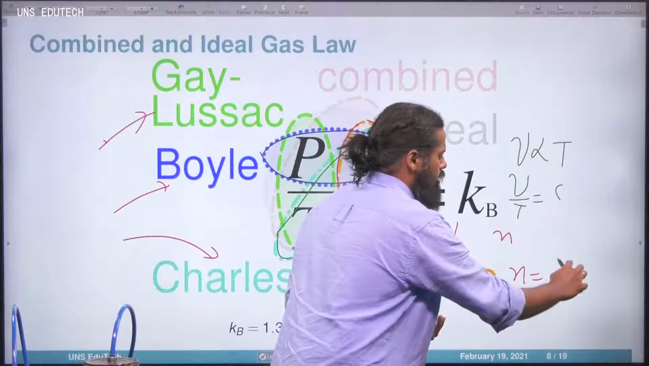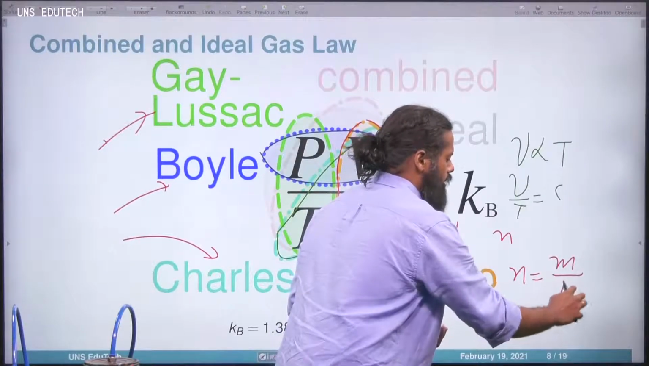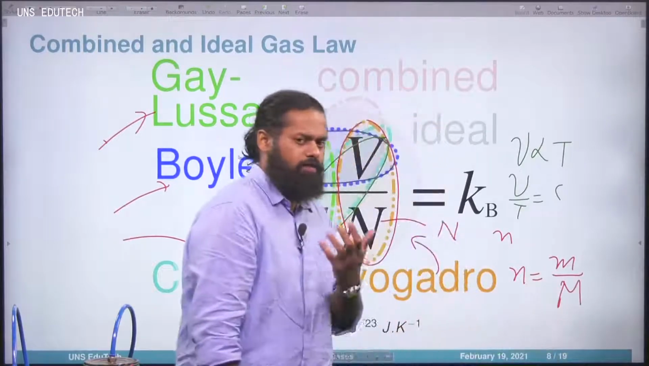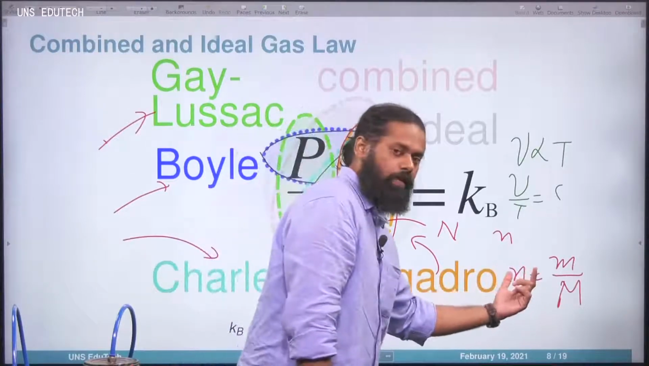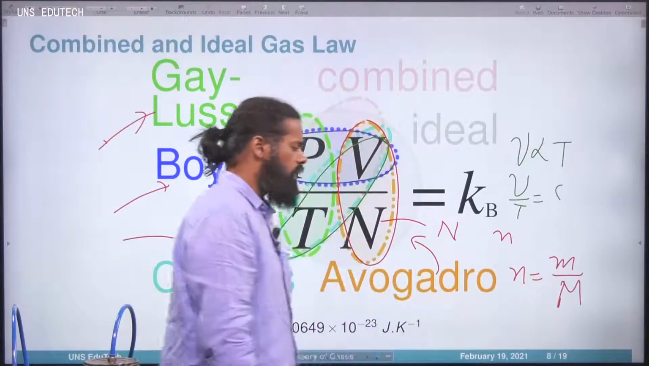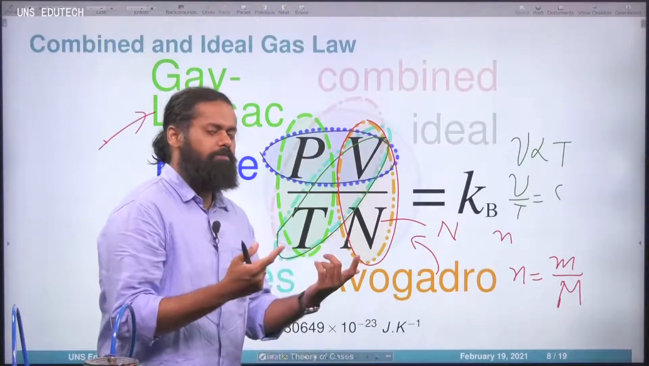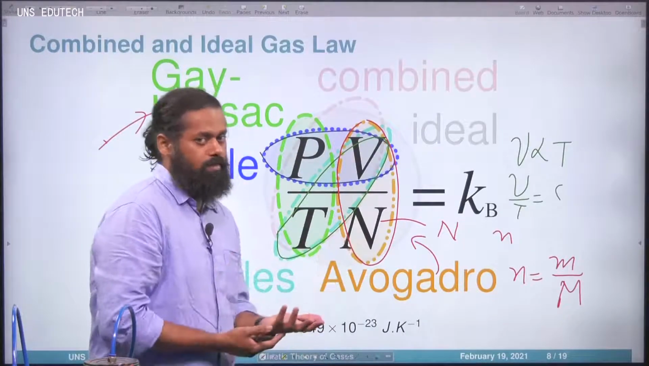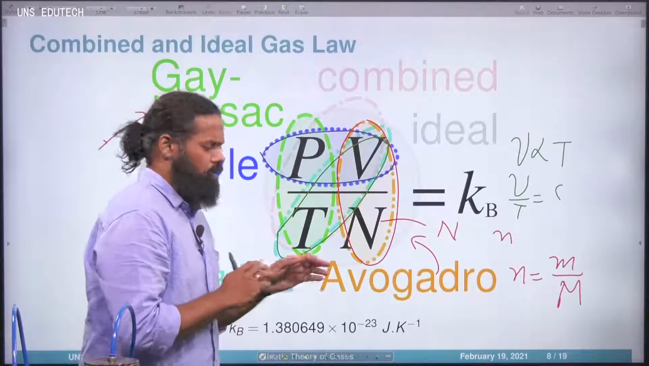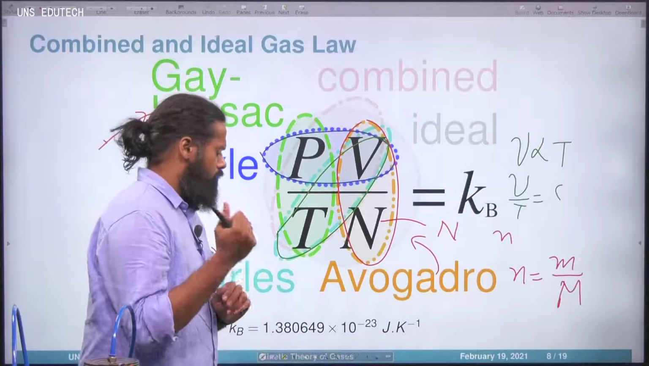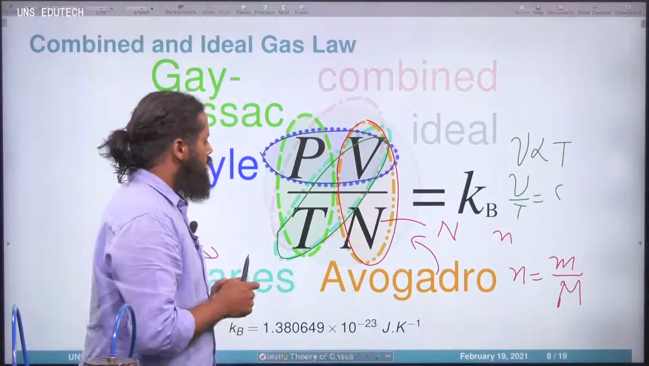What is the definition of small n? Small n is nothing but the mass of the species in your hand divided by the molecular mass of the species, which gives you the number of moles. And 1 mole means having 6.022 into 10 to the power 23 molecules in 1 mole of a species. That part you already studied in basic concepts, the first chapter in chemistry in +1.